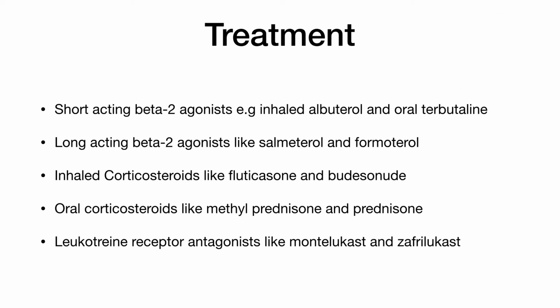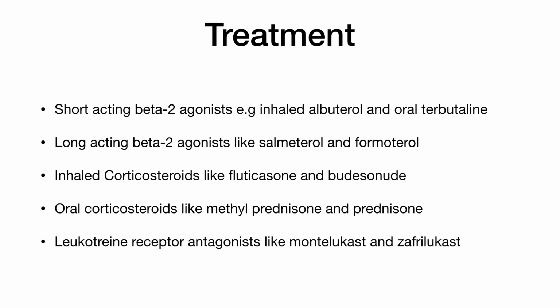The treatment of asthma is done by the administration of short-acting beta-agonists, long-acting beta-agonists, inhaled corticosteroids, oral corticosteroids, leukotriene receptor antagonists. Long and short-acting beta-2 agonists work by dilation of the bronchial smooth muscles. Short-acting beta-2 agonist is used at acute exacerbation of asthma. Long-acting is used for long-term maintenance.